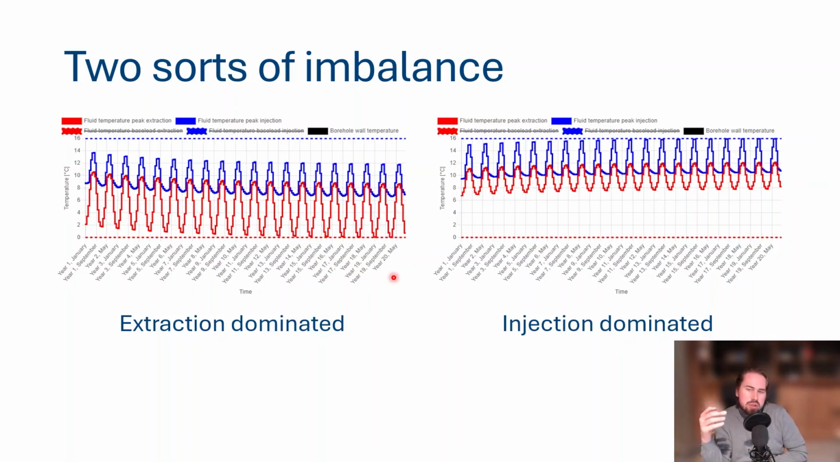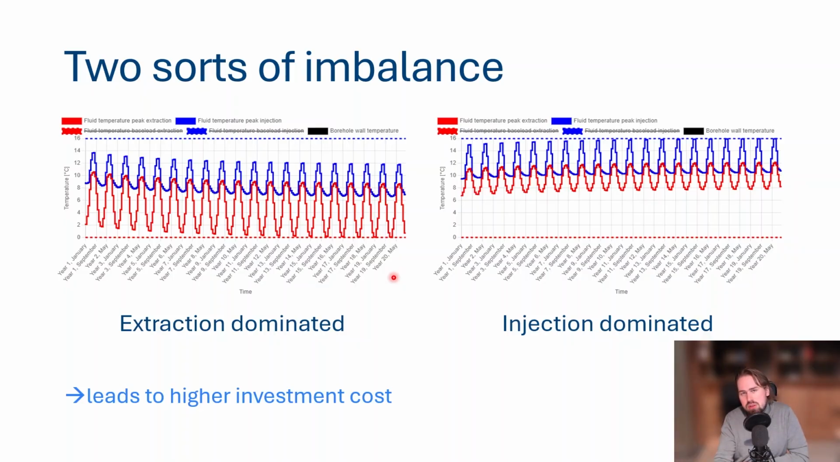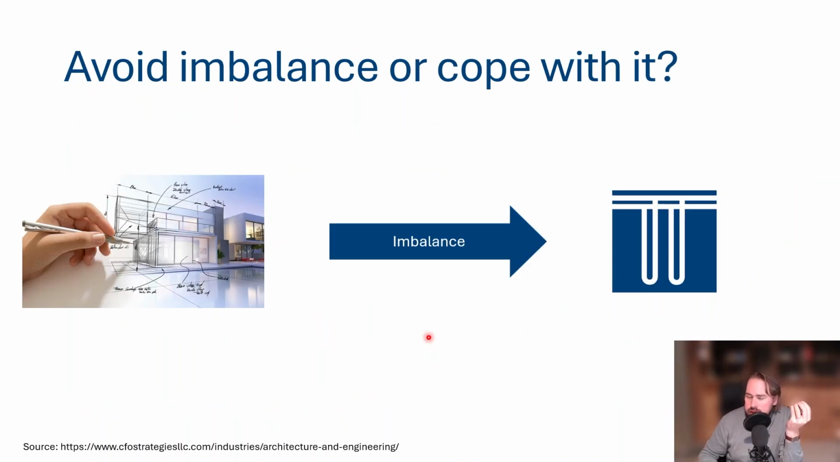And the reason why you care about this imbalance, about this problem, is because it leads to a higher investment cost. Because in the long term, your borefield has to work for a long time. It's a very expensive component of your HVAC system. So you need to make sure that it can cope with this imbalance. And the higher this imbalance, the more boreholes you need, etc. So it's better to take care of it, to think about it, and to avoid or to cope with it. Because those are basically the two options.